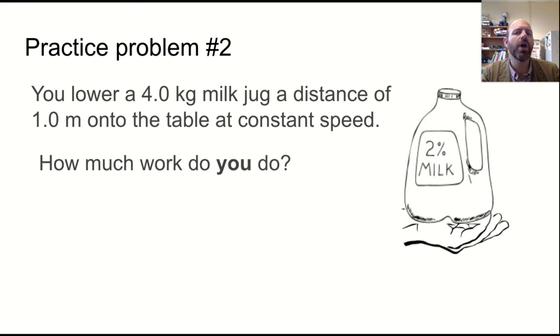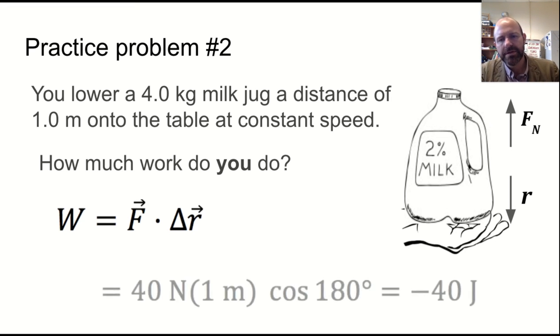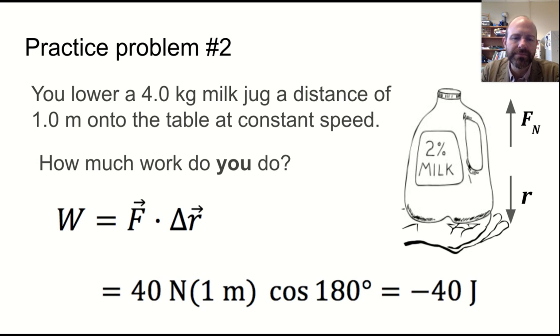So what about this? You lower a jug of milk a distance of 1 meter onto the table at constant speed. How much work do you do? Well, the displacement is down, but you are applying an upward force. You could call it an applied force, or think of your hand as a surface, a normal force. That's the cosine of the angle, 180 degrees, which gives us negative 40 joules of work, because you are applying a force up as the jug lowers down. And you might say, why am I applying a force up here? Well, if you weren't, it would be in free fall. The jug would just be pulled down by gravity and it would free fall.